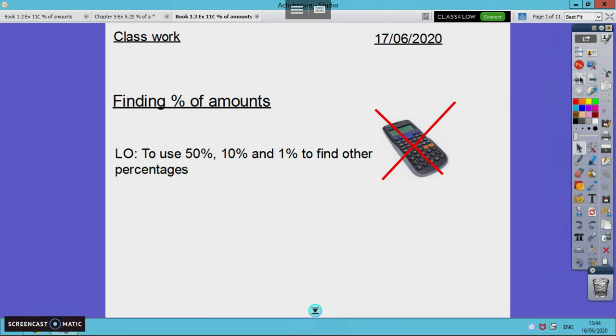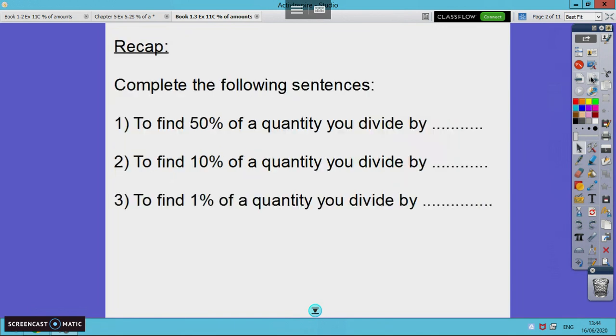Okay, so make sure please that you pause the video now and get your date and title written down before we start. And you'll notice there that I've put a picture of a calculator with a cross through it, so today's work is all non-calculator, so you don't need one with you.